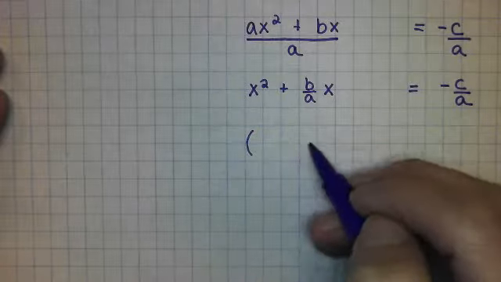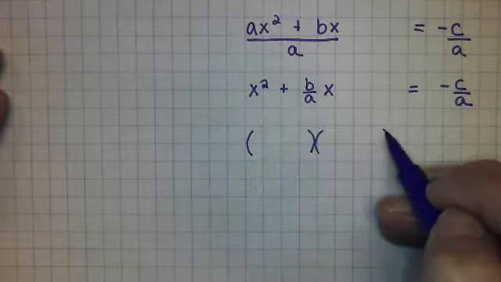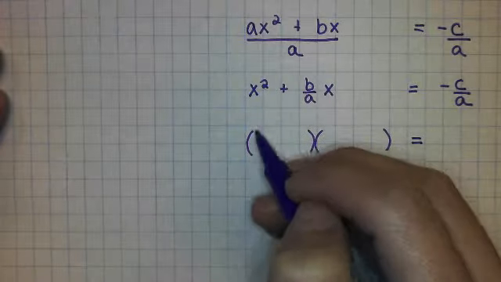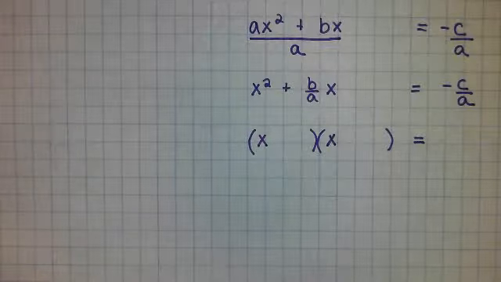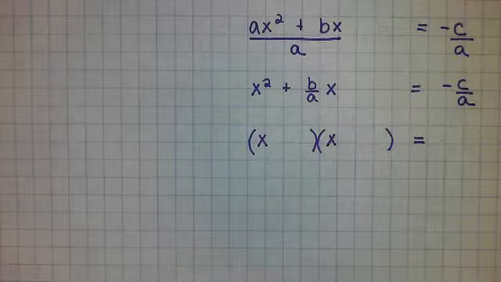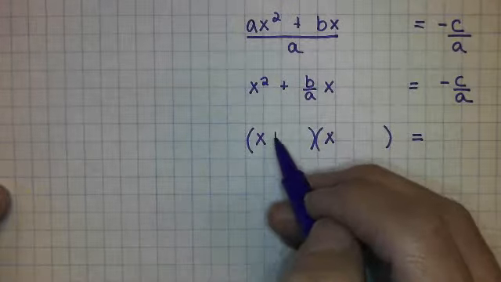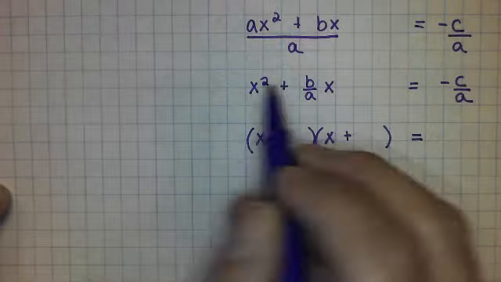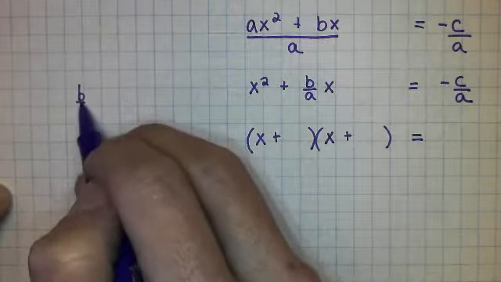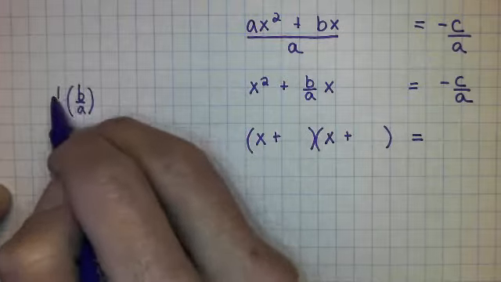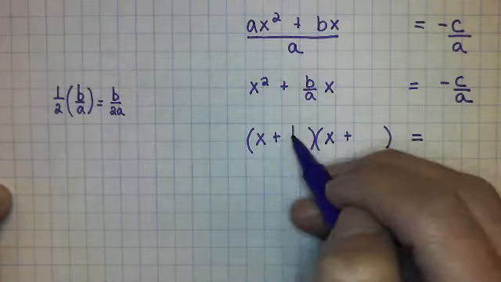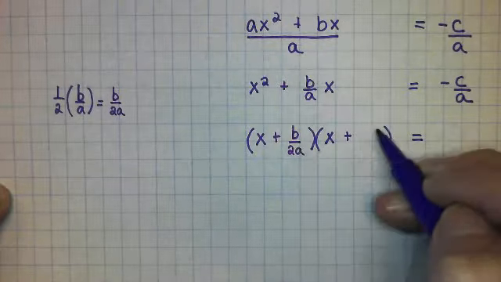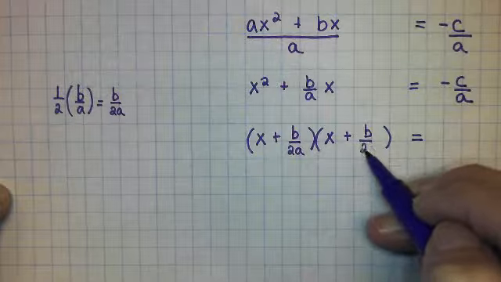We're going to go ahead and make our two parentheses. What we know is that x squared breaks up into x times x. And now that middle number, we would like to split that middle number in half so that we put the exact same number in both quantities. So if I cut b over a in half, that's going to leave me with b divided by 2a. And that is what is going to go inside each parentheses, b divided by 2a.